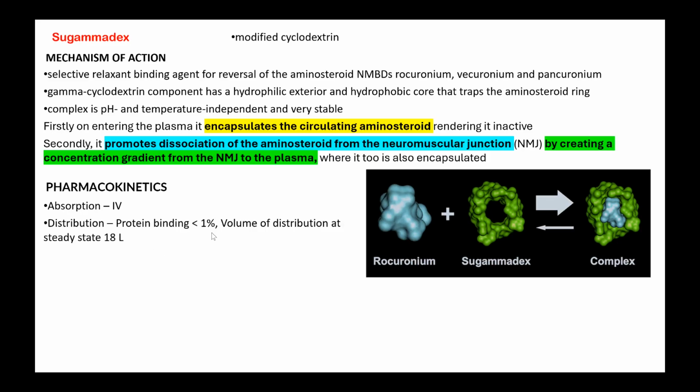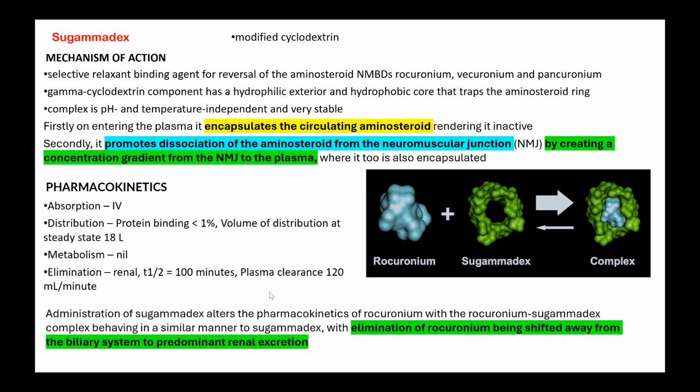It has less than 1% protein binding. The volume of distribution at steady state is 18 liters, and it doesn't get metabolized. Elimination is by the renal route, the half-life is 100 minutes, and plasma clearance is 120 ml per minute.